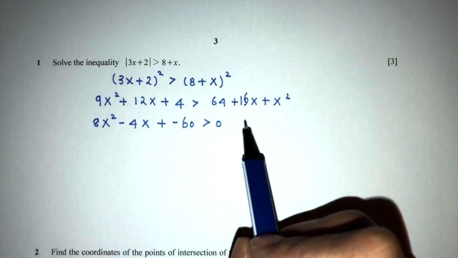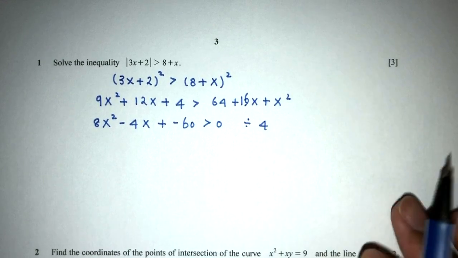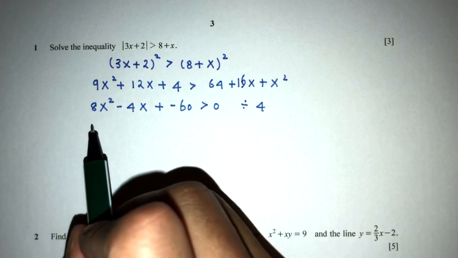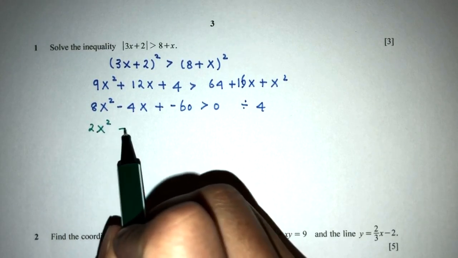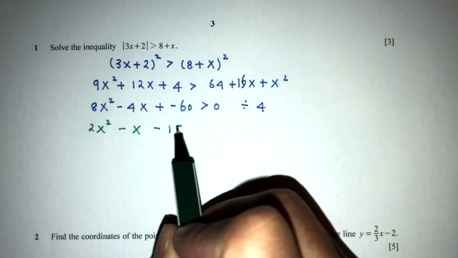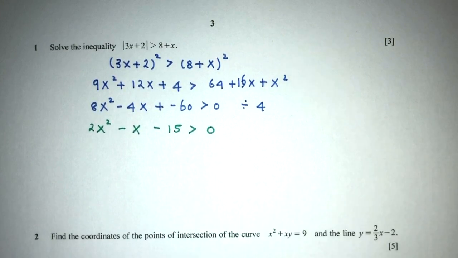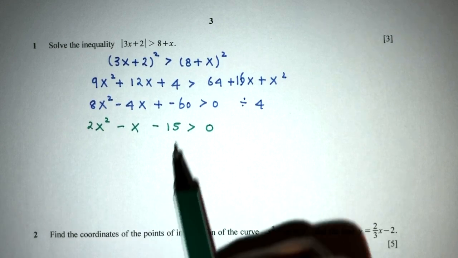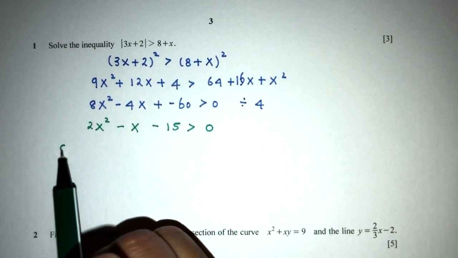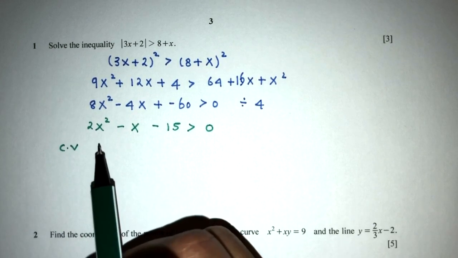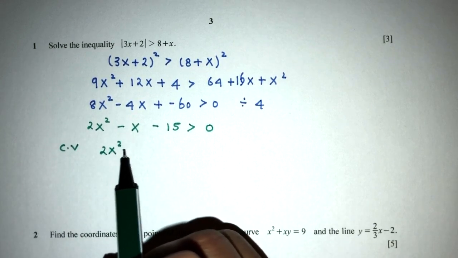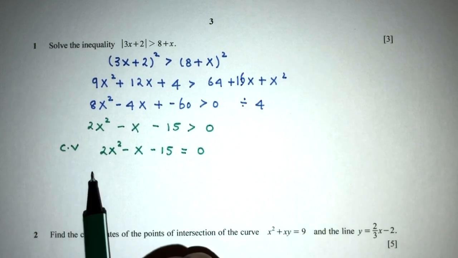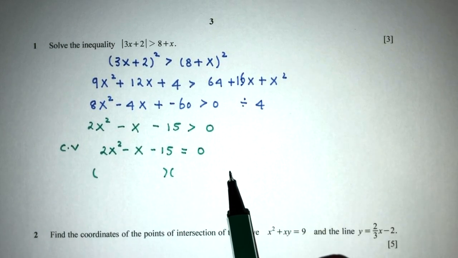We can divide by 2, or we can try divide by 4. Let's see what happens. Okay, so you will have 2x squared minus x minus 15 is more than 0. Now, I hope you know by now, whenever you have this kind of equation, with more than, we have to first find the critical values of that equation. That will be 2x squared minus x minus 15 is equal to 0. That's the first step to find the critical values.